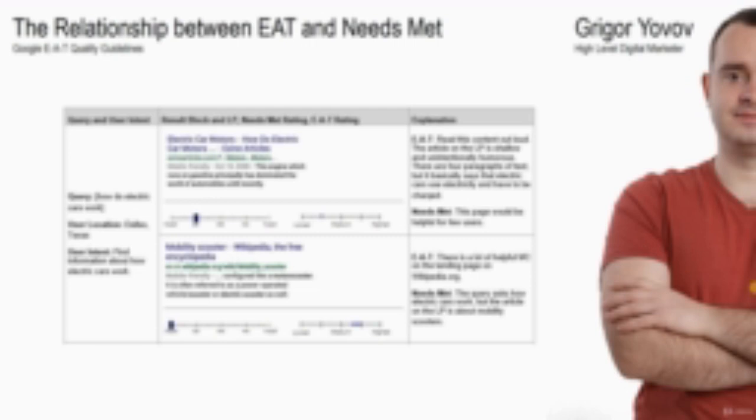And the second one is the mobility scooter Wikipedia page, and it has a fails to meet rating and a high EAT rating. The reason that the EAT rating is high is that there is a lot of helpful main content on the landing page on Wikipedia, but it fails to meet because the query asks how electric cars work, but the article on the landing page is about mobility scooters.